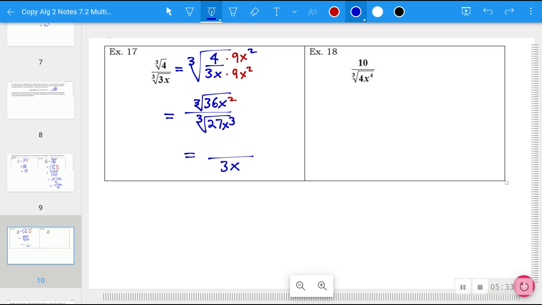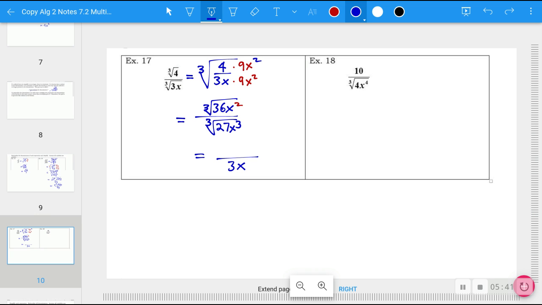Okay, the top, let's discuss it. 36. 8 doesn't go into 36. 27 doesn't go into 36, so nothing you can do there. And if your exponent is less than your index, you can't do anything about that either. So that top part's done. Okay, moving on to the next problem.